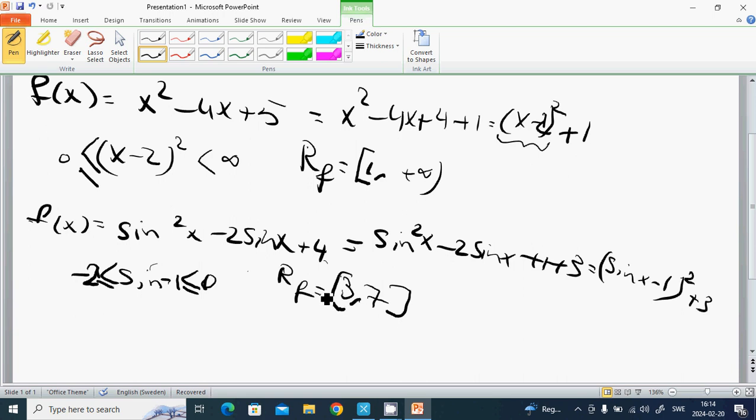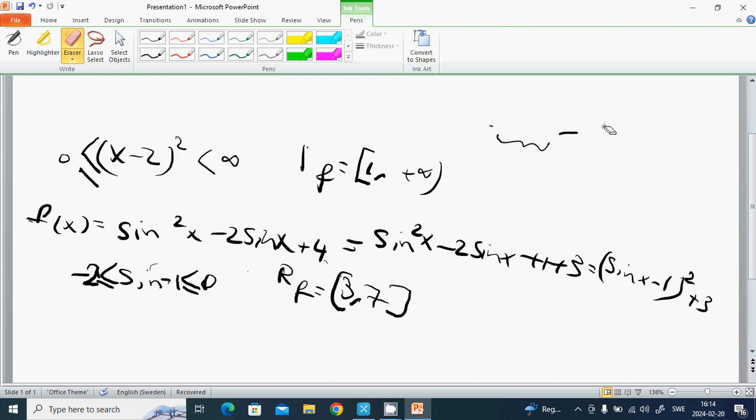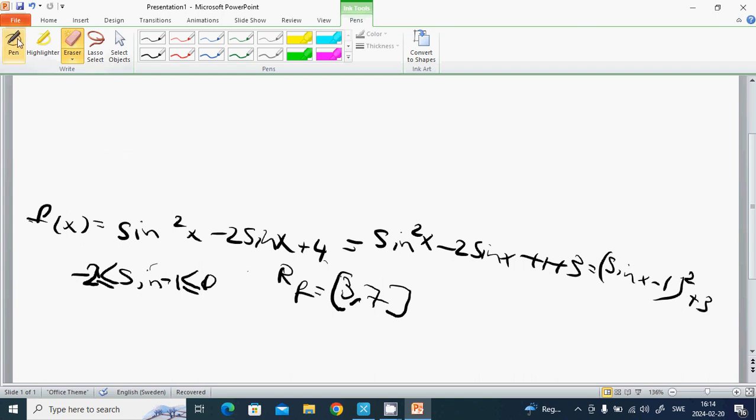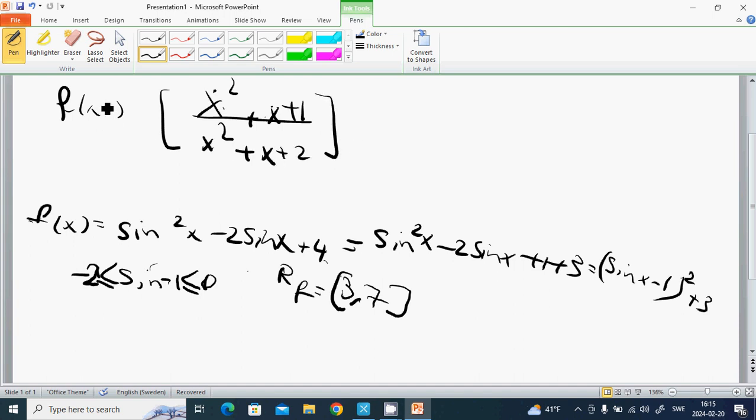Okay, the next example is f of x equals the bracket of (x² plus x plus 1) divided by (x² plus x plus 2), the bracket, and this x here equals 2. Okay, x² plus x plus 1 is always positive, and x² plus x plus 2 also is always positive.